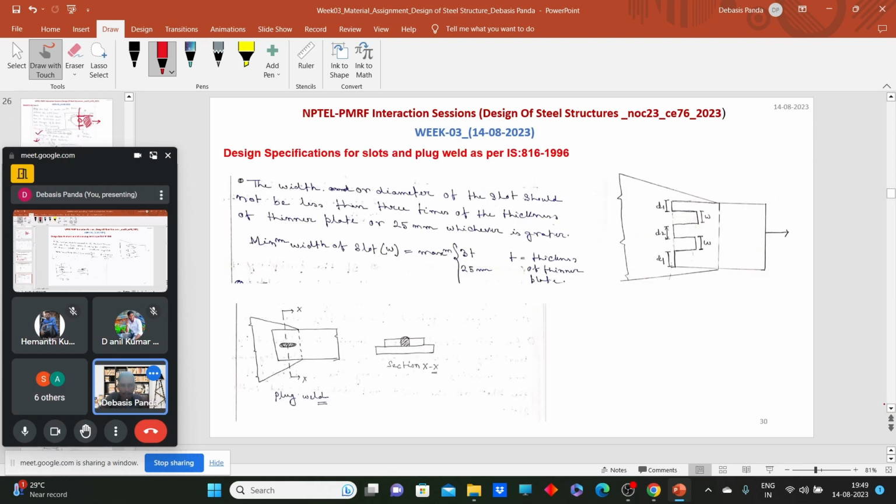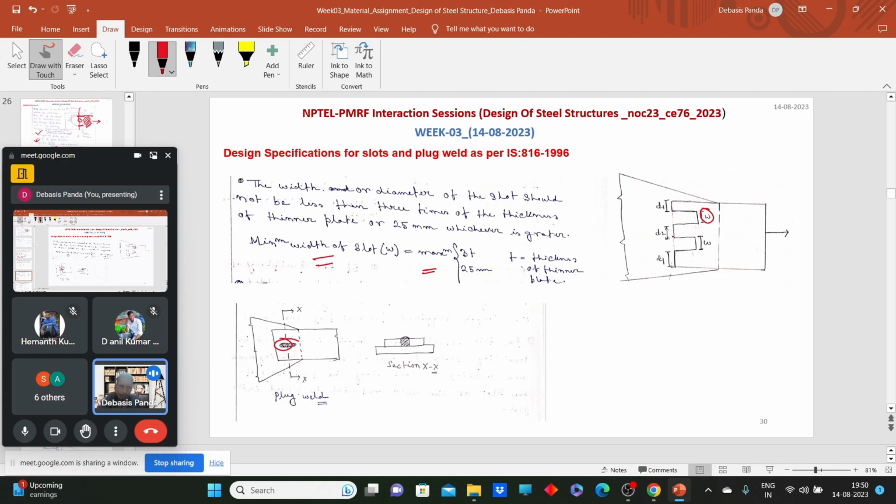For this kind of thing, we have certain specifications, like what should be the width of this weld, or the first question, what should be the diameter of this weld. Is there any kind of limitation? Yes, there are some limitations regarding the minimum slot size, like the width of the slot. The code says the minimum width of the slot should be the maximum of 3T or 25 mm, where T is the thickness of the thinner plate. For the plug weld, the diameter should also be the maximum of 3T or 25 mm.